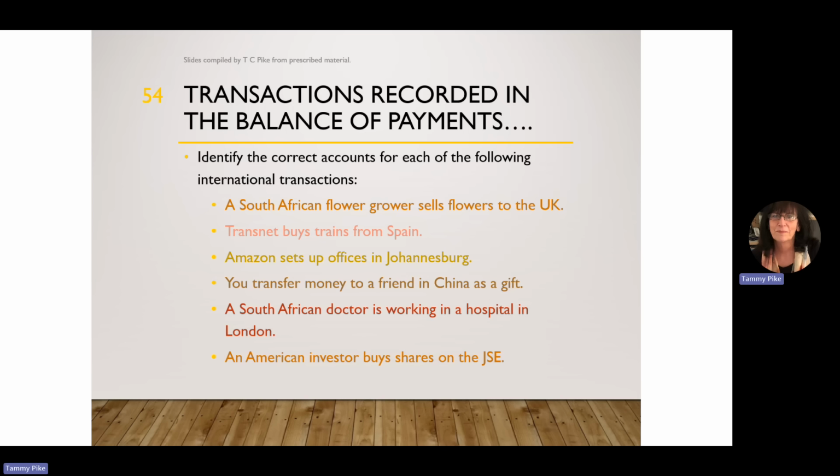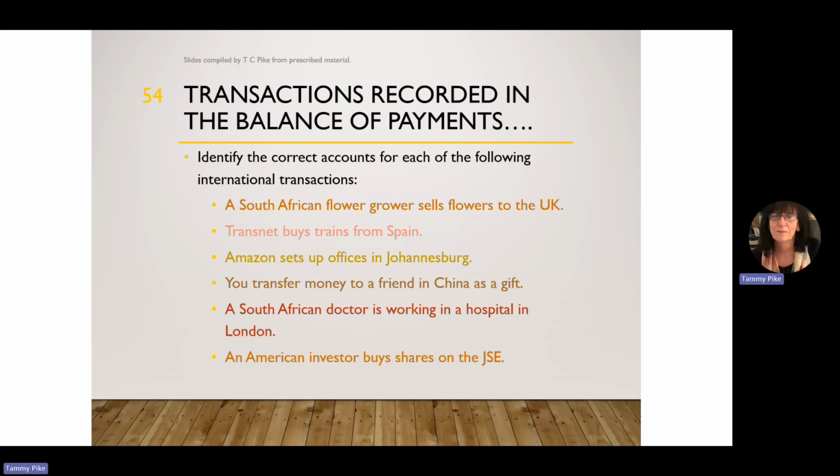You transfer money to a friend in China as a gift. Current account, current transfers. Out, so negative, all right, because the money is going to be leaving the country. So current transfers in the current account, negative. Then a South African doctor is working in a hospital in London. His or her income is South African, believe it or not. We will claim it as ours, and that would go through the current account, through income receipts. And then an American investor buys shares on the JSE: financial account, portfolio investment.